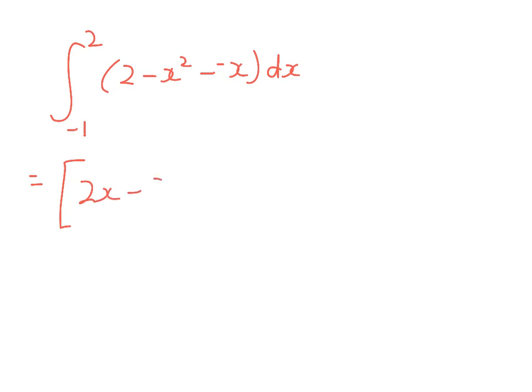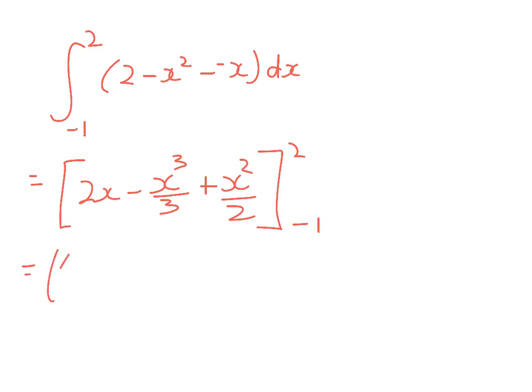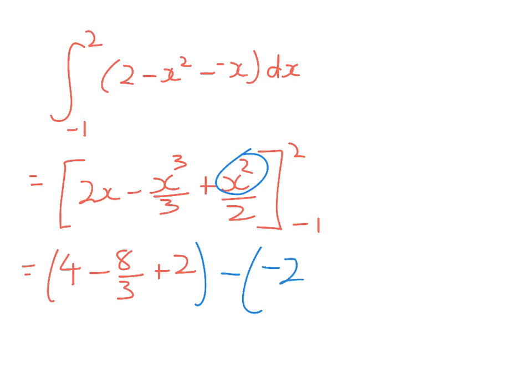Okay, so here we've got the integral from negative 1 to 2, so 2 minus x squared minus negative x dx, which equals 2x minus x cubed on 3. Now plus x goes to plus x squared on 2. Here 2 and negative 1. So that gives me 4 minus 8 over 3 plus 2. Right, so that's 2 squared is 4. Take away. Okay, so then here we're going to have minus 2 times negative 1, negative 2, minus negative 1/3, plus 1/2.